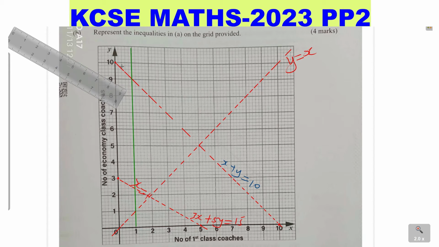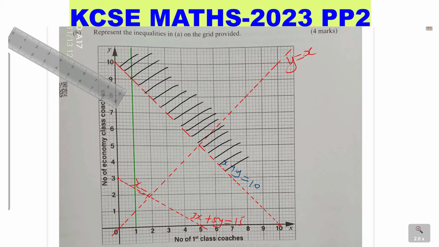So we are going to shade on the upper side of that line. Why? Because the point that you have picked on the other side of that line has satisfied the inequality. And remember, we shade the unwanted sides. So that is the unwanted side. Let's go to the other line.